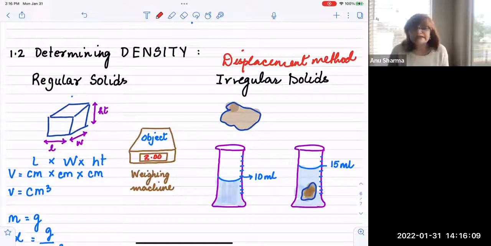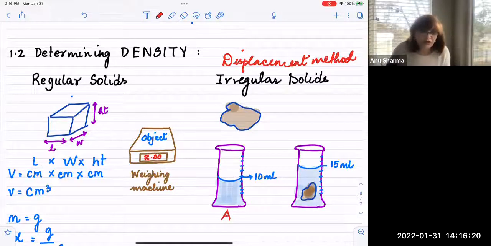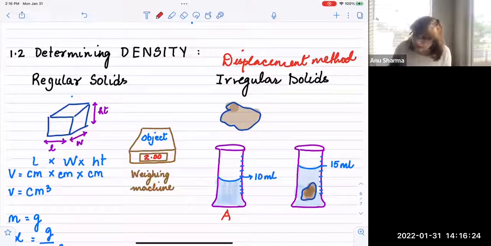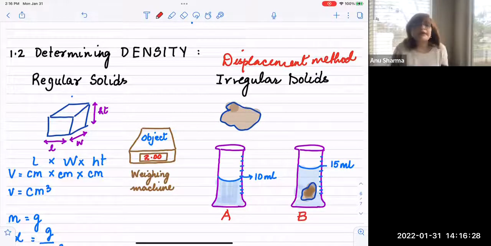So here is, let's say, a rock. You put the rock in 10 ml of water. Initially, the graduated cylinder is without the rock, so you read the volume of the water, which is 10 ml. When you add the rock, the level of the water rises, because the irregular solid, the rock, is occupying its own space in the graduated cylinder.